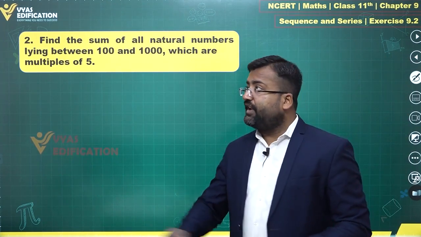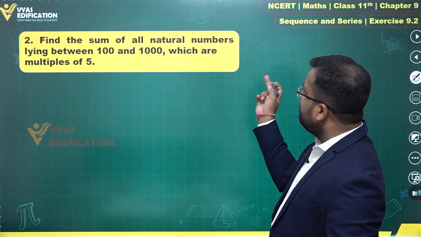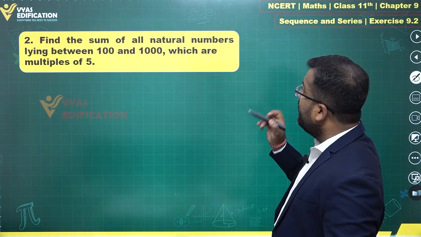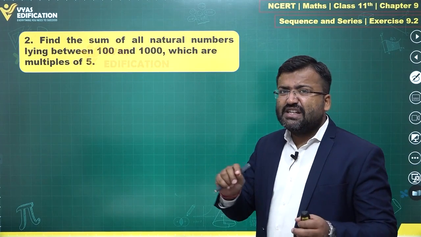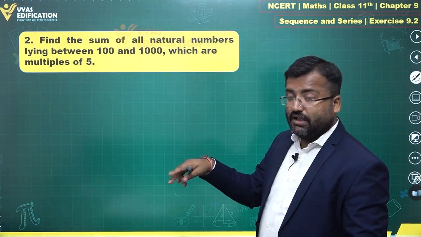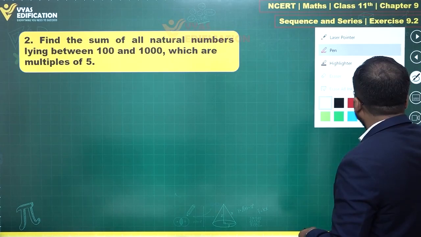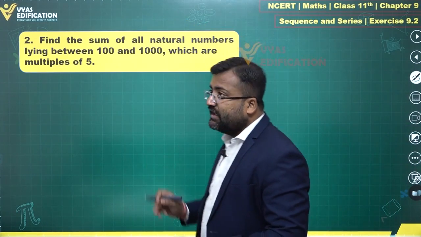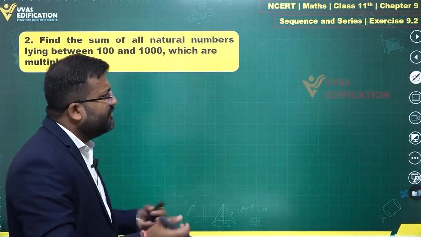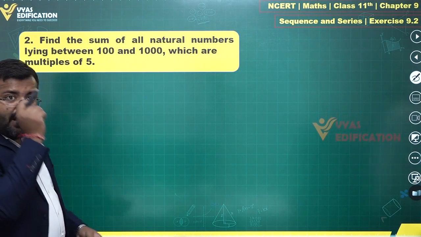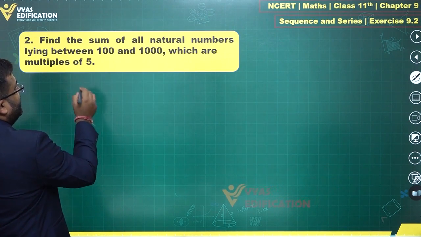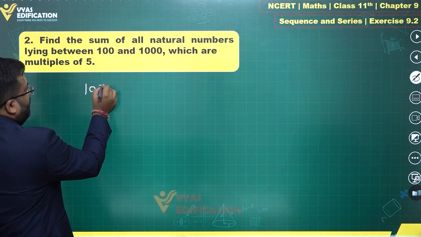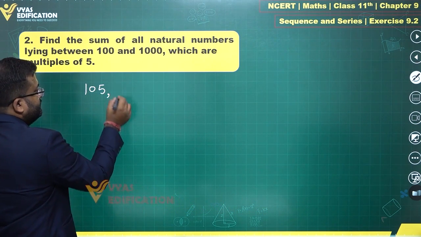In the second question, we are given, find the sum of all natural numbers lying between 100 and 1000 which are multiples of 5. Lying between. Now the person has clearly mentioned lying between, right? So since the person has mentioned lying between, we are not supposed to consider 100 and 1000 because both of them are also multiples of 5. So what do we need? Sum of all natural numbers lying between 100 and 1000 which are multiples of 5. We need 105. We need the sum.